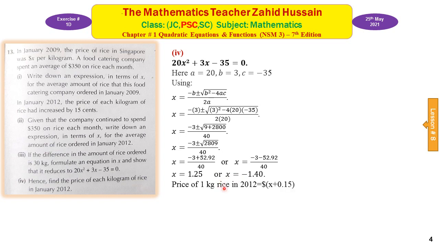So price of 1 kilogram rice in 2012 is x plus 0.15. Put x is equal to 1.25 in this expression and get the price of 1 kilogram of rice in 2012, which is $1.40.